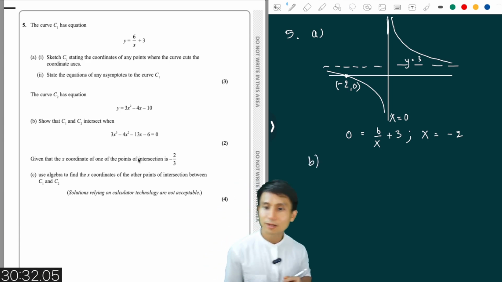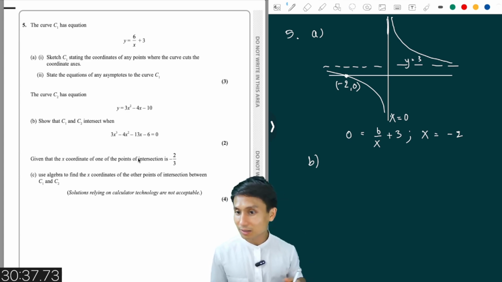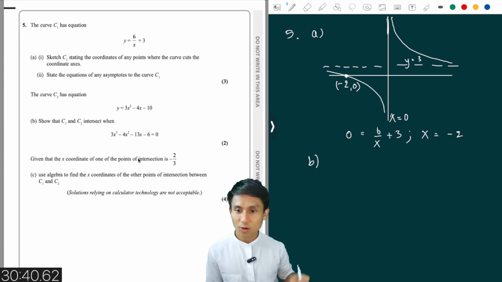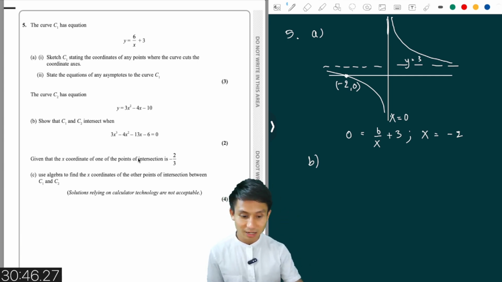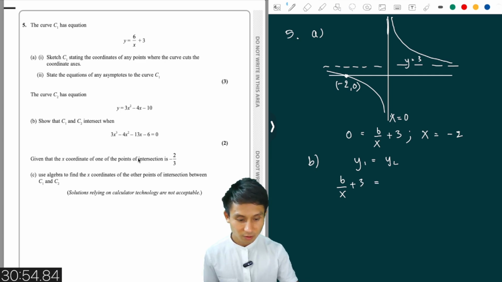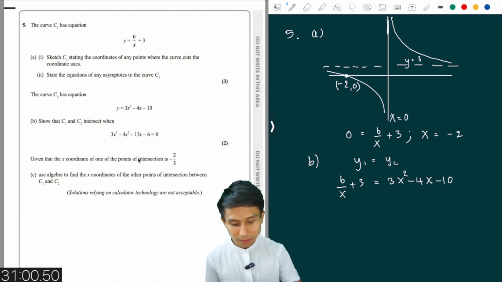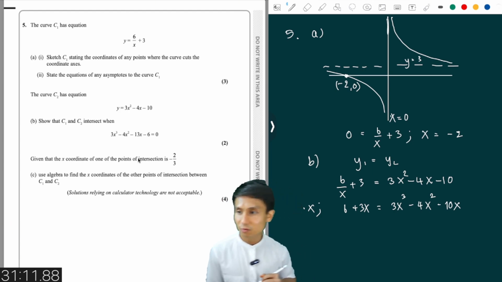Now part B. C2 has an equation that is a quadratic, or parabola. C1 and C2 intersect when that. So we need to show that if we solve simultaneously, we get something like that. So we just equate y1 equals y2. So y1 is 6 over x plus 3 equals y2 is 3x squared minus 4x minus 10. Well, how about multiplying out by x? So we get 6 plus 3x equals 3x cubed minus 4x squared minus 10x. Yeah, just multiplying out by x.